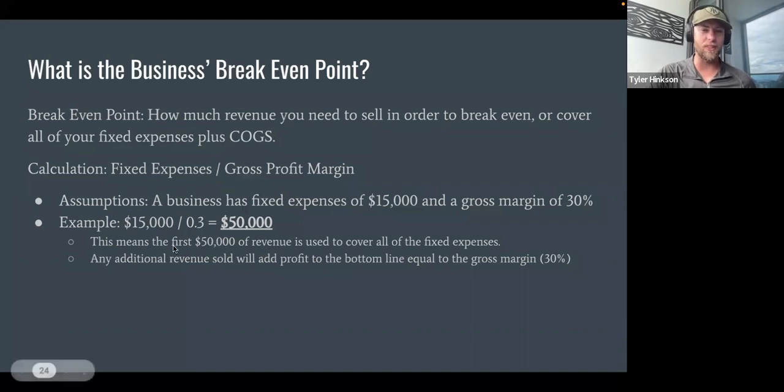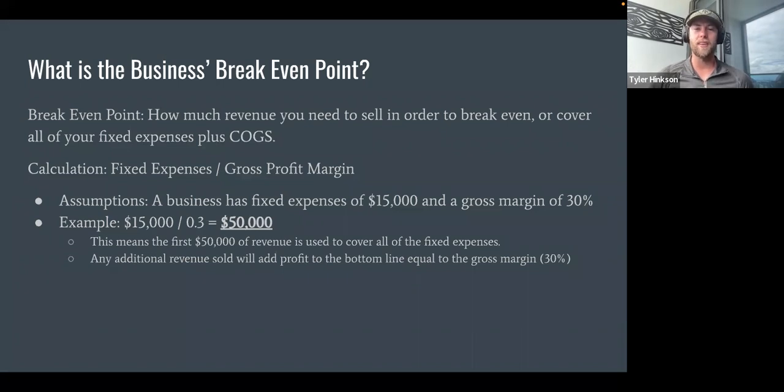All right, let me read through this, make sure I covered all this. Okay, yep, covered that. So any additional, okay, this is important. Any additional revenue sold will add profit to the bottom line equal to the gross margin. So let's do another example with this.